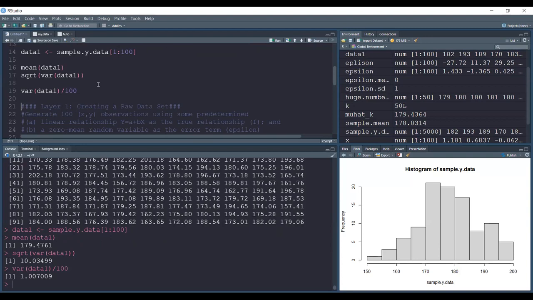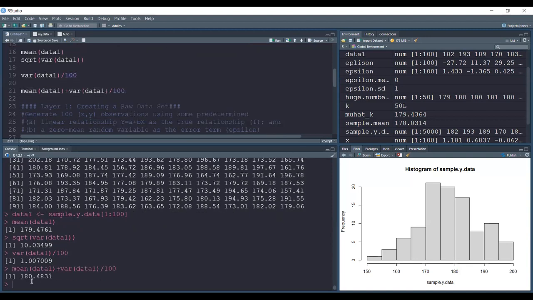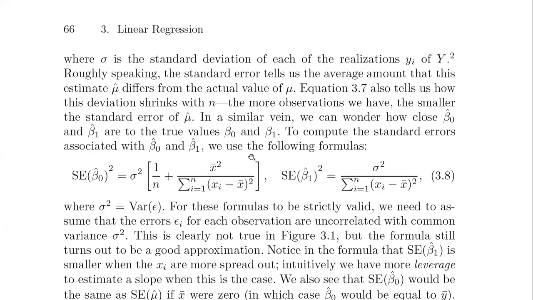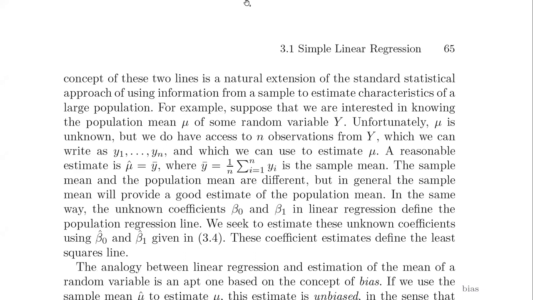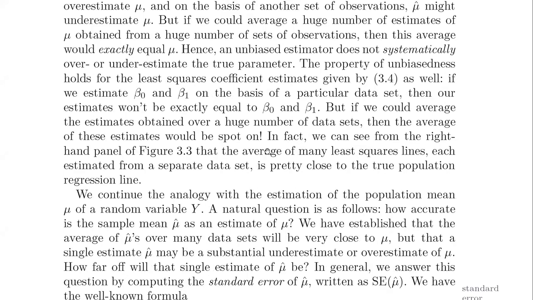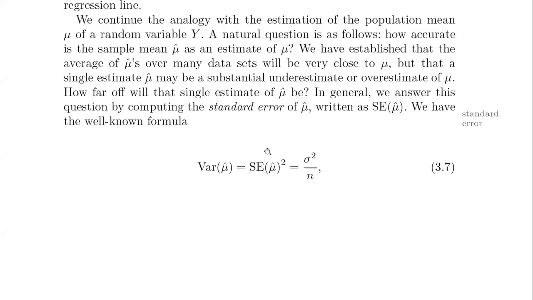So this means that you've created an interval. You take your mean, which is just the estimate, and you add this, and this is, I guess, must be some kind of confidence interval.